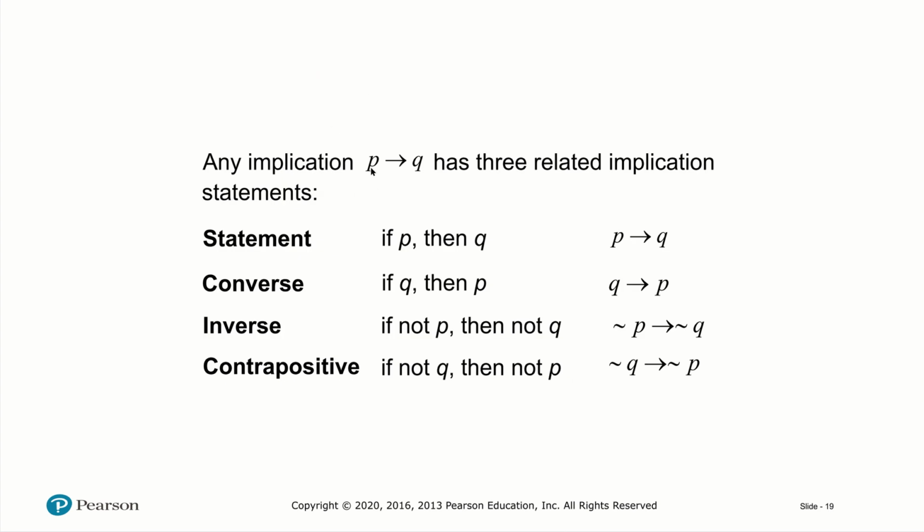Anytime we're looking at an implication like P implies Q, there are three related implication statements which have special names. The original statement is P implies Q. The converse of that is when you write Q implies P. In other words, you switch the roles of P and Q. The inverse is not P implies not Q, and the contrapositive is not Q implies not P.